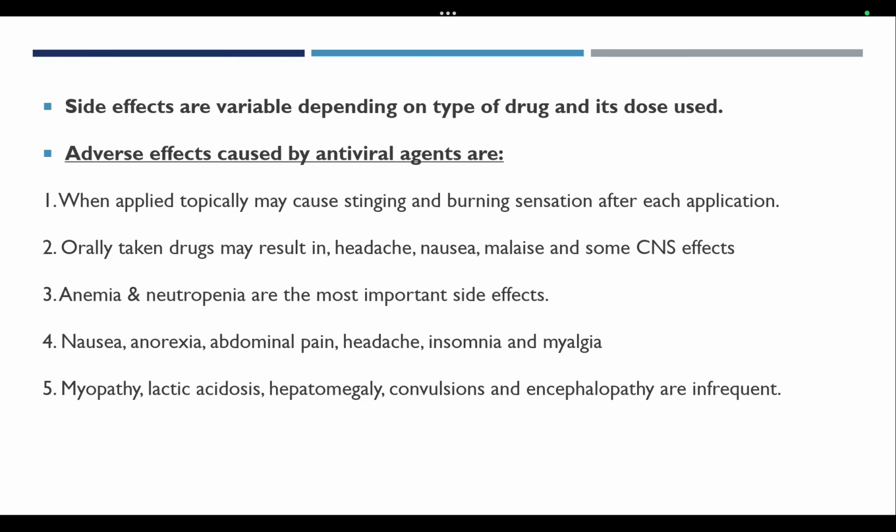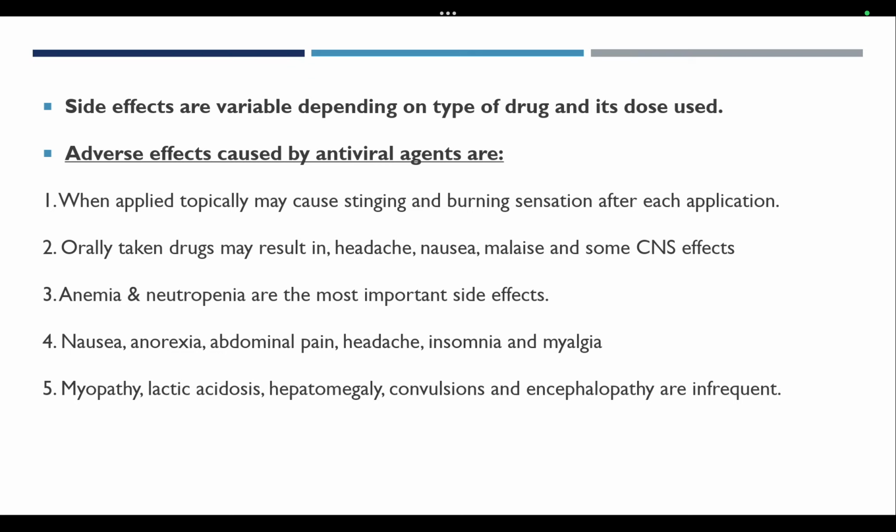Side effects are variable depending on the type of the drug and the dose used. The adverse effects caused by antivirals: if you are using topical antiviral agents, they can cause a stinging and burning sensation after each application, not only the first time. Each time you apply this topical agent, it will burn. Orally taken drugs can also cause common side effects such as headache, nausea, and malaise, and some CNS effects.